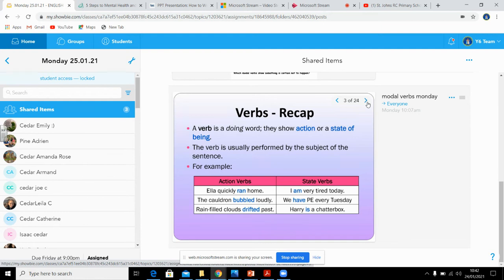The verb is usually performed by the subject of the sentence. So, Ella quickly ran home. Ran is an action verb. I am very tired today. Am is a state verb. So am, have, and is tell us what state the person might be in. And ran, bubbled, and drifted are action verbs. They show what's happening. Yes? Okay, so let's move on.